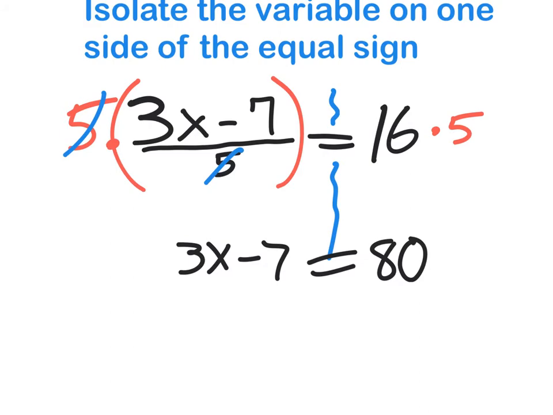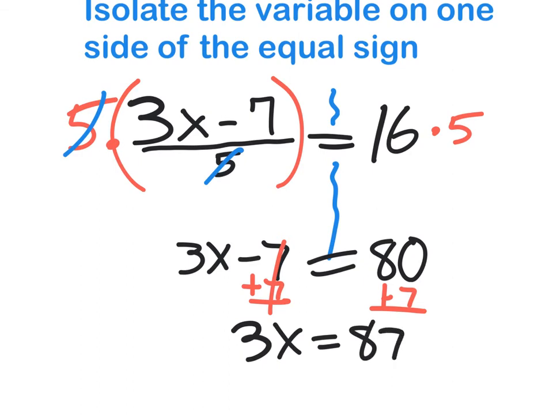So now we are able to look at this and say, okay, here's my x. I want to get rid of everything. Let's get rid of the bum at the corner first, that minus 7. So we're going to go plus 7. That'll cancel it out. What I do to one side, I do to the other. I'm going to rewrite this thing. I'm going to have a 3x left over, equal sign, and 80 plus 7 is 87.